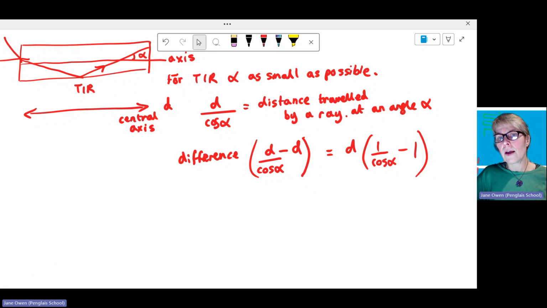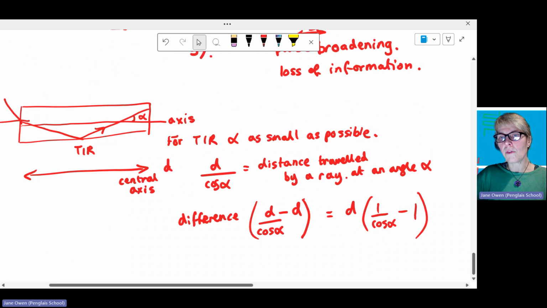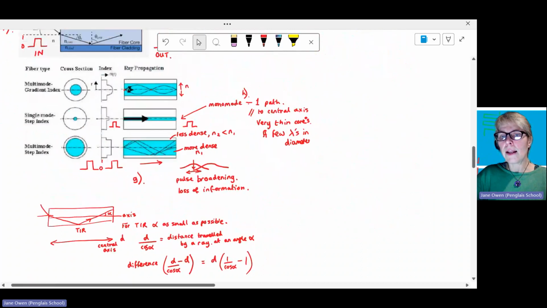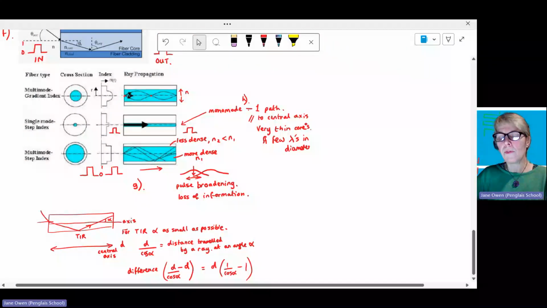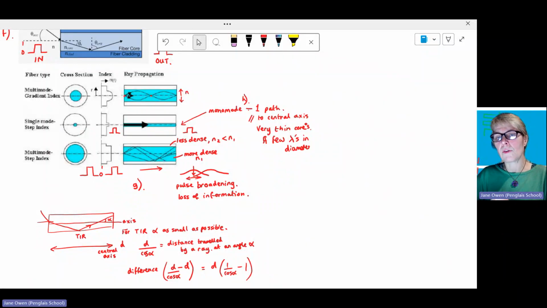So you can see that if alpha is very big, you're going to have lots of total internal reflections, and lots of extra distance traveled. So that's going to affect the rate of data transmission, and the distance that you have to boost will become much shorter. So what monomode fibers do is limit this, and it improves the data transmission rate.